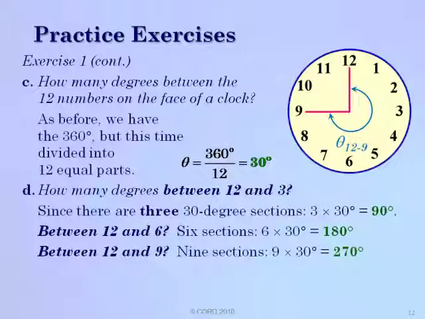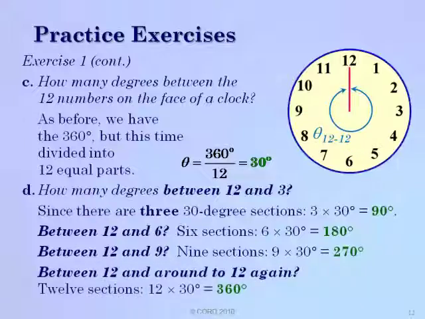How about between 12 and 9? Now, this one you may not have noticed before, but this was 9 numbers times 30 degrees, which would be 270 degrees. And if we went all the way around to 12, from one end to the other, we would go around 360 degrees. And you could measure the angle for any one of those numbers and calculate that as well. So we just did it for a few of them in this practice exercise.